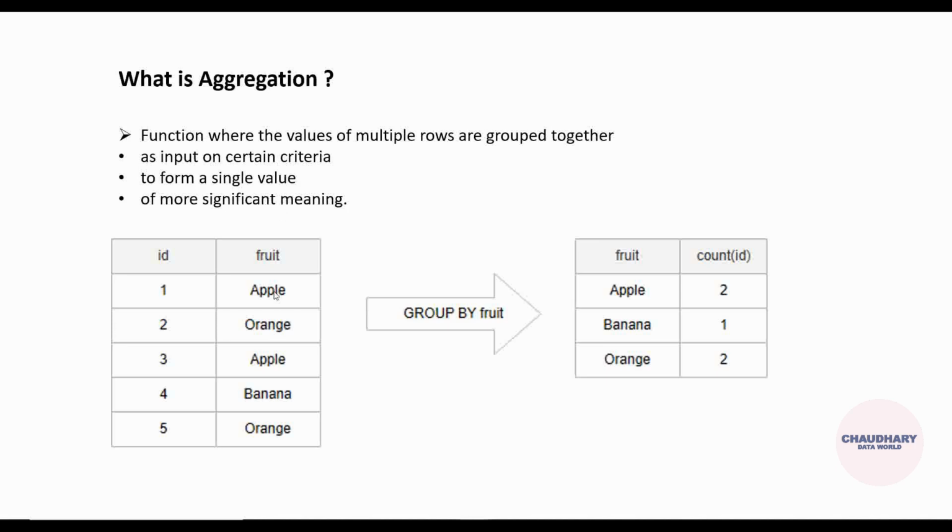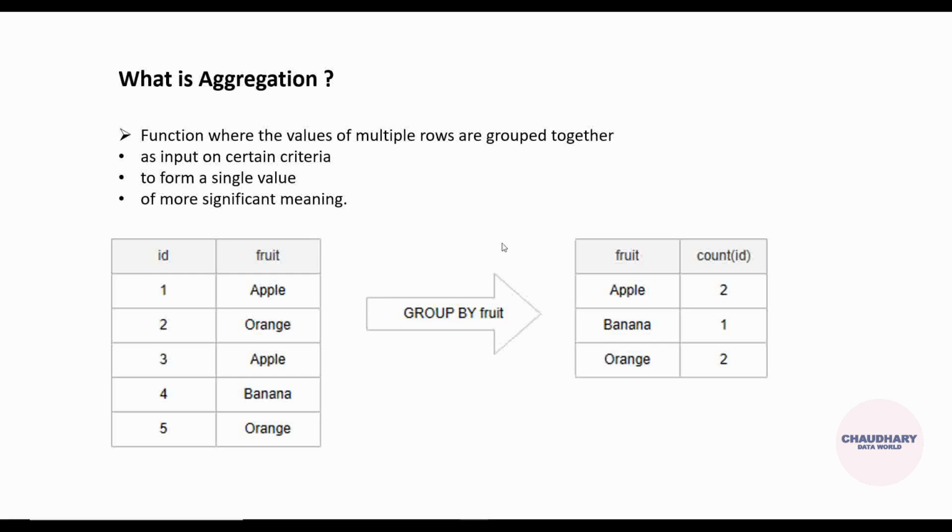The criteria is that we need to take out the apple, meaning we have to group on the column fruit to form a single value. Definitely here it is getting grouped on the unique values, that is apple, banana and orange, but we need it to be of more significant meaning. So how can this meaning be provided?